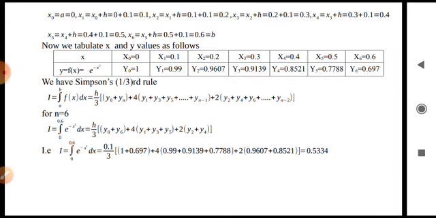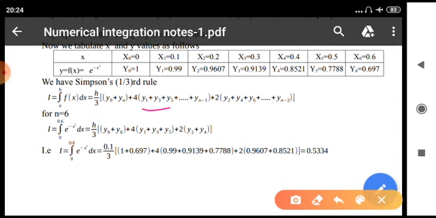So we have Simpson's one-third rule in general: I equal to h by 3 times [y0 plus yn plus 4 times (y1 plus y3 plus y5 etc. up to yn minus 1) plus 2 times (y2 plus y4 plus y6 etc. up to yn minus 2)]. So for n equal to 6, what we get is h by 3 times [y0 plus y6 plus 4 times (y1 plus y3 plus y5), since n is 6, up to y5, plus, for the last term, 6 minus 2, which is 4, up to y4, 2 times (y2 plus y4)].